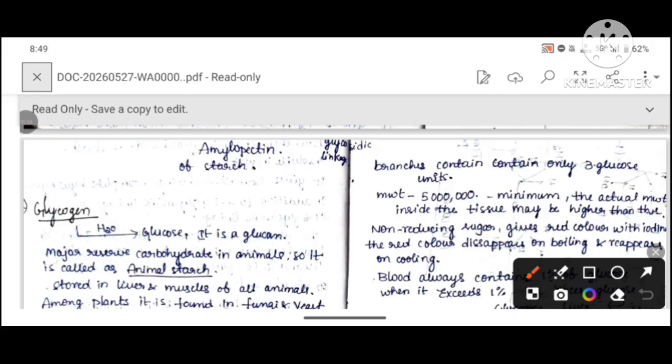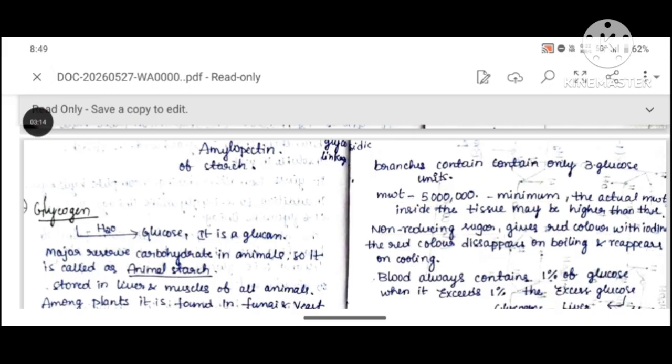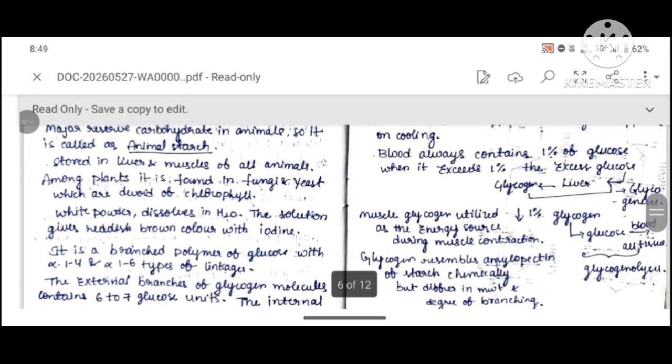The molecular weight of glycogen is at minimum up to this many Daltons. The actual molecular weight inside the tissue may be higher than that. It is a non-reducing sugar, and again gives a red color with the iodine test. The red color disappears on boiling and reappears on cooling. This is one such chemical property of glycogen.